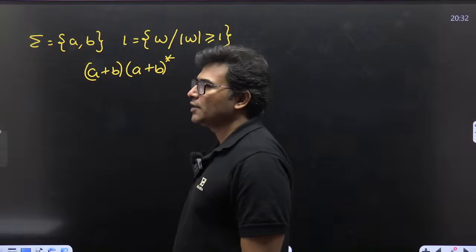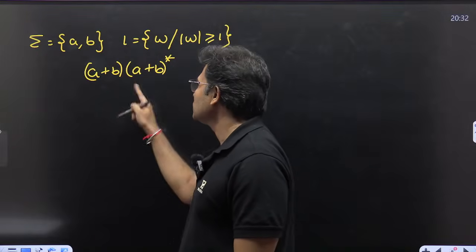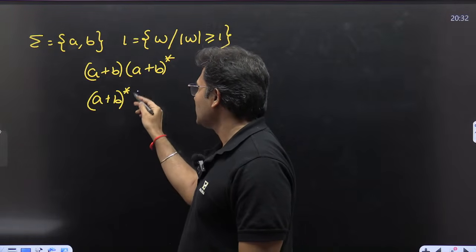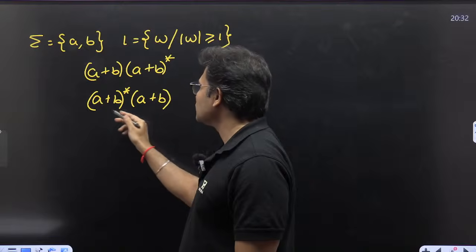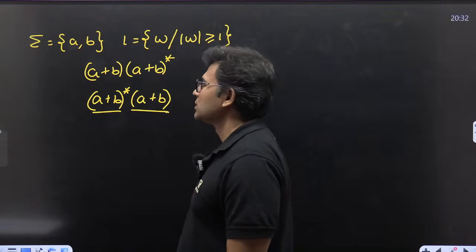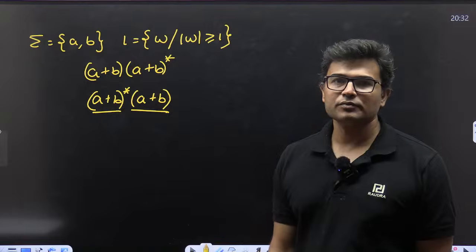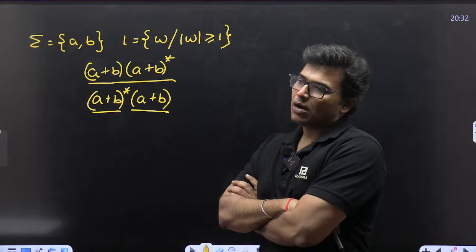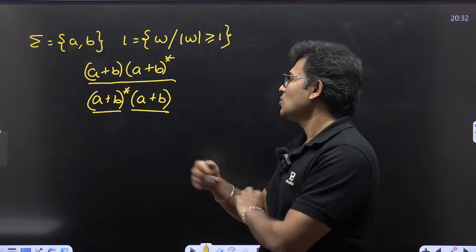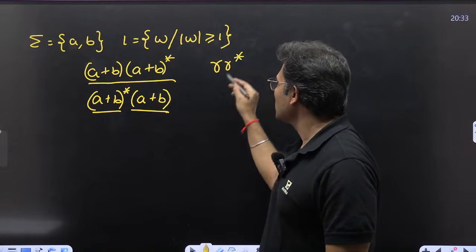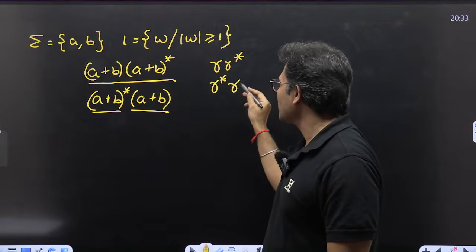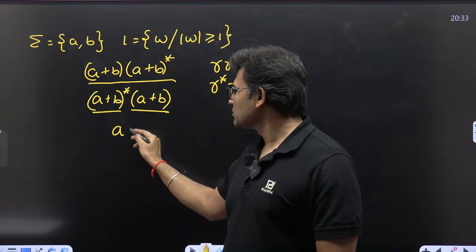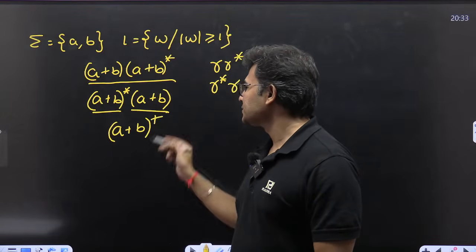This can also be written in a different way. You can also write like this: A plus B. Even here, the minimum string you will get is A or B. Both are right. A plus B followed by A plus B star, or R followed by R star, or R star followed by R. Both are the same and equal to this. You can write it like this also: A plus B whole plus. That is also a right answer.